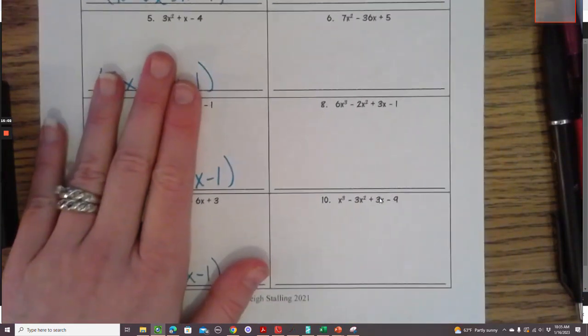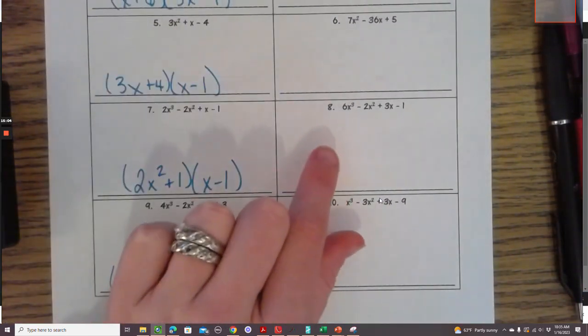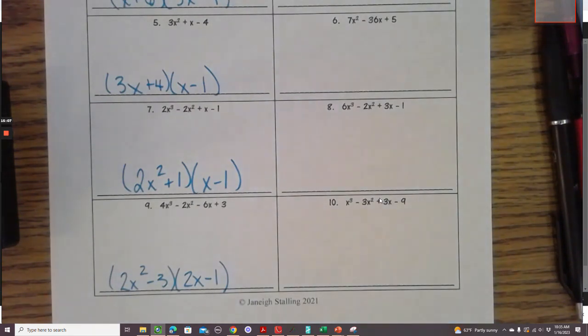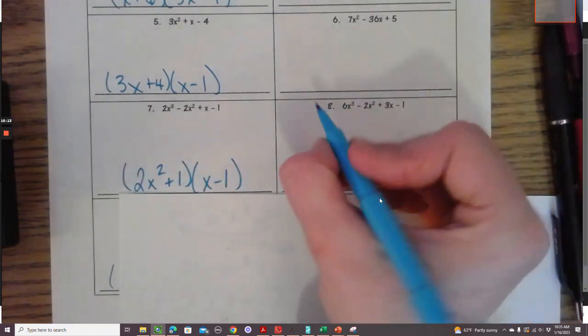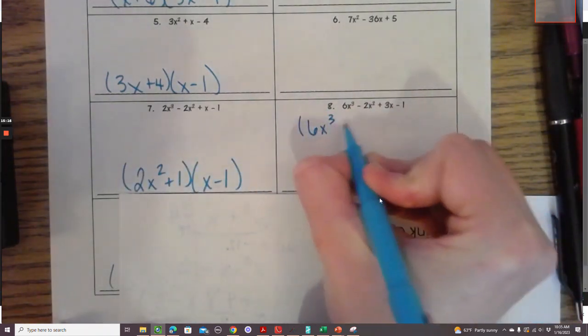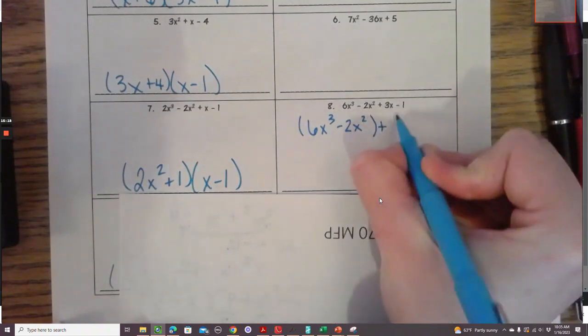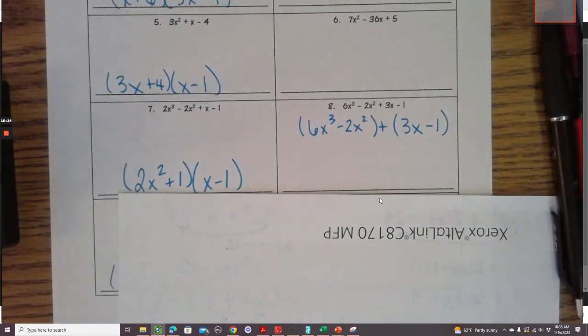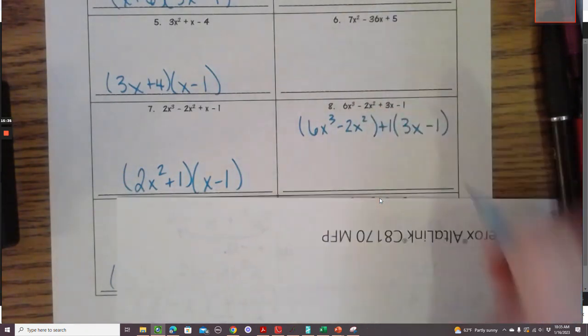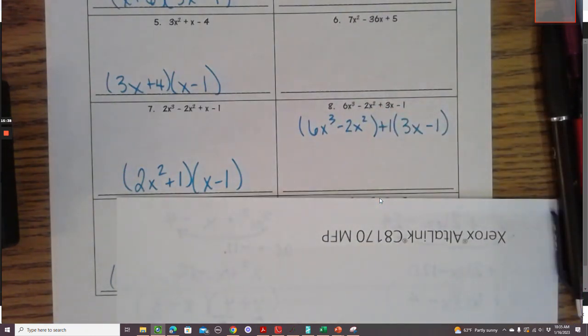All right, so that left you 2 slip and slides. When you distribute, when you see it's not a negative, you would split this 6x cubed minus 2x squared plus 3x minus 1. But would you pull out a negative in the front, or would you just leave the negative in the parentheses? You can leave the negative in the parentheses.